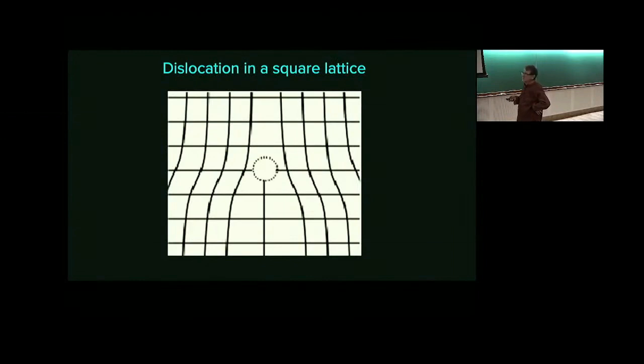I've been talking about six-fold order, so on a square lattice it looks a little bit different. 3 Bragg rows going to 2 corresponds to something like a 5-3 pair in a square lattice.